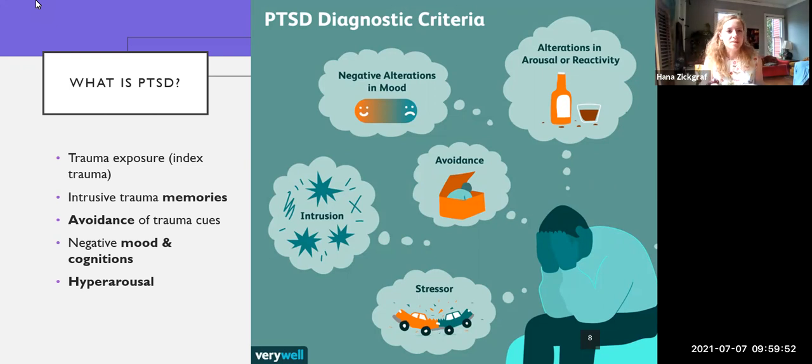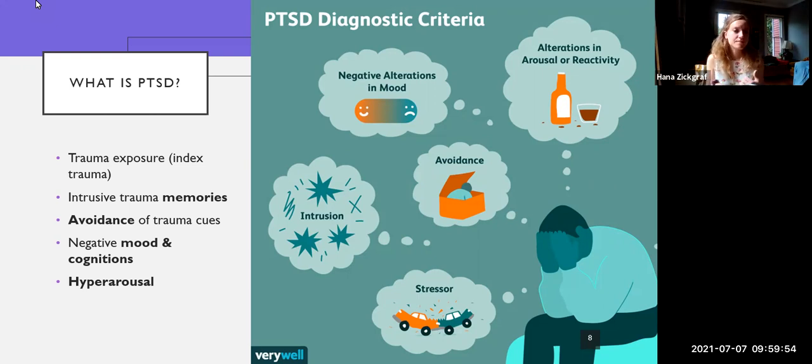The other symptoms of PTSD involve alterations in memory, so experiencing intrusive memories of the trauma, avoiding anything that reminds you of the trauma, having negative alterations in mood, so low mood, feeling detached, or in cognition, having trouble making decisions, losing interest in things, having memory deficits. And then lastly, hyperarousal, so being really on edge, really prone to going into a fight or flight or even freeze response with less provocation than you would have needed before.